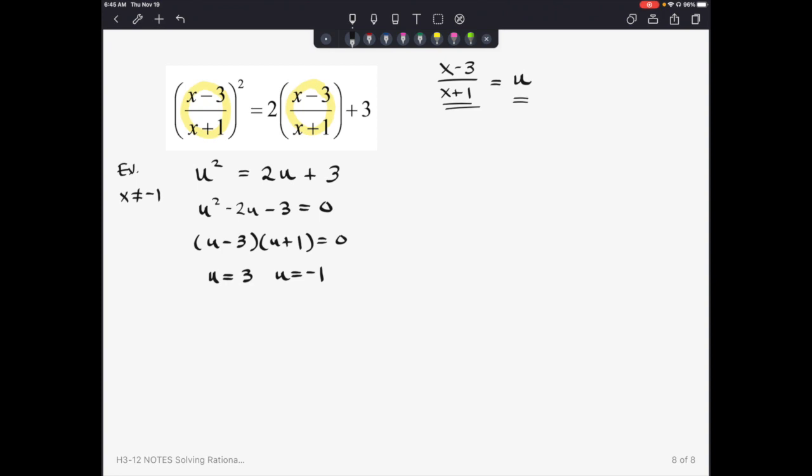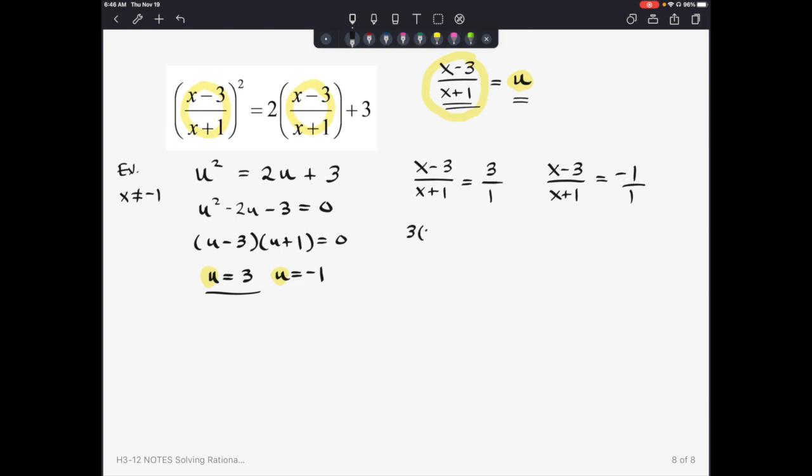We know that u really equals x minus 3 over x plus 1. So we're going to substitute that back in for our u's. I'll do that over here on the right just so I don't run out of room. For my u equals 3, it's really x minus 3 over x plus 1 is equal to 3. And for the other one, we'd have x minus 3 over x plus 1 is equal to negative 1. I'm going to treat those like proportions and just cross multiply and solve.